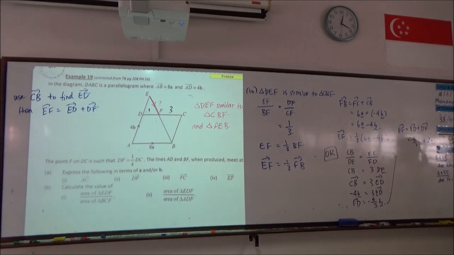Okay? What I'm trying to drive at is to make use of similar triangles to look at the relation between the lengths, to be able to get the relation in terms of the vectors. You understand what I'm trying to say?